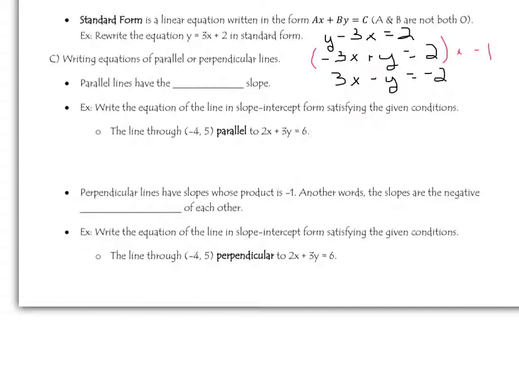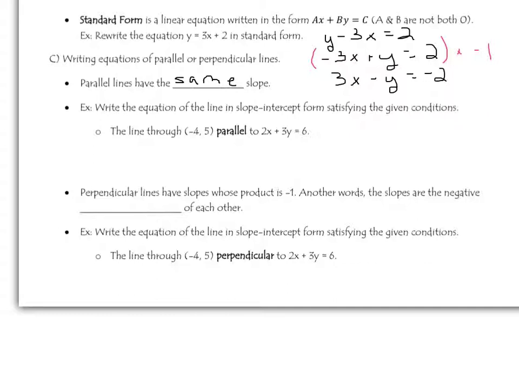Parallel lines have the same slope, and that is an important clue when we're dealing with finding lines that are parallel. So write the equation of the line in slope-intercept form, that in which you have a line going through the point negative 4, 5 that is parallel to the line 2x plus 3y equals 6.